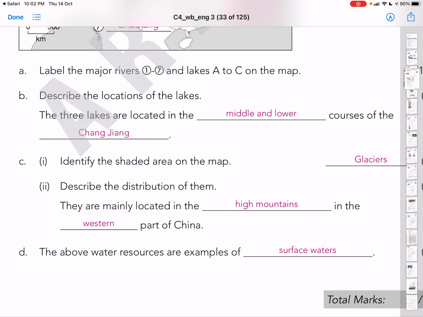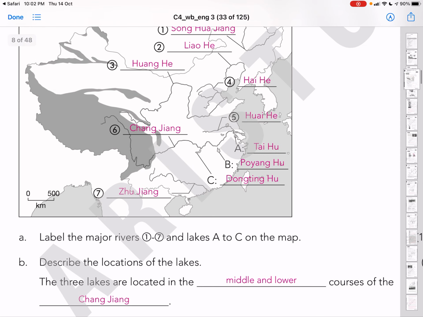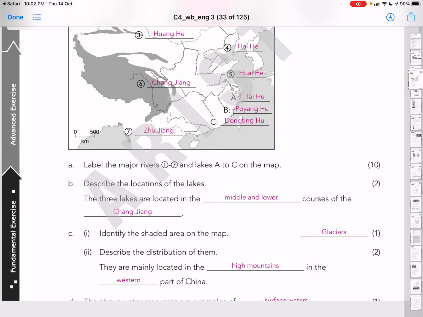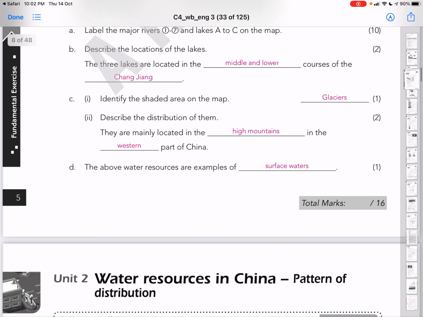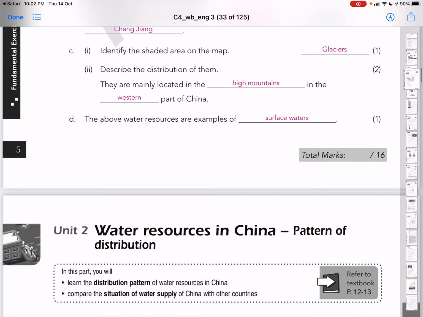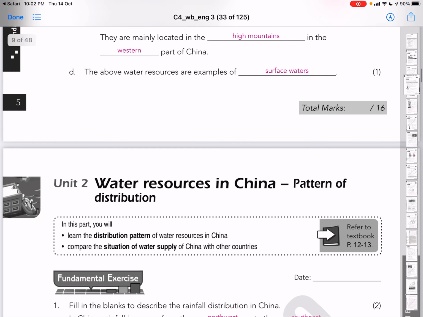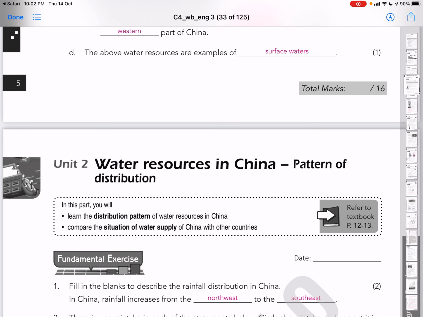Okay, this one is talking about different lakes, and in the lesson I do talk about the 大闸蟹, the crabs. Most of the crabs are raised in this kind of lake, which is next to the Changjiang, connected with Changjiang. Okay, identify the shaded area on the map, which is a glacier, mostly here, which is in the mountains of China. Most of them are located in high mountains and also the western part of China. The above are examples of surface water.